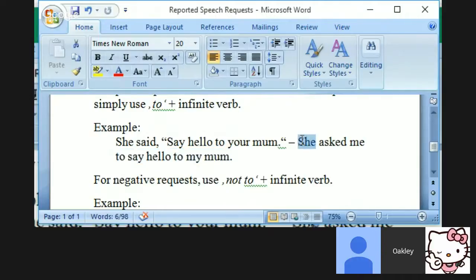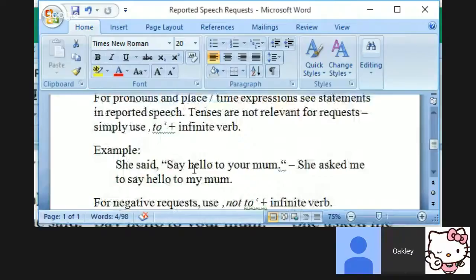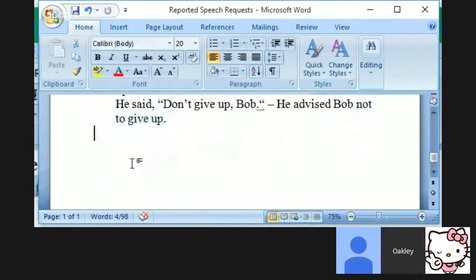Or again, the pronouns can change around. Sarah asked me to say hello to you, Mom. If we're talking about a negative request, then we simply include "not to." So one more example. Here's a request, command, I don't know. "Don't give up, Bob," he advised. Another one, still past tense. He advised Bob not to give up. Once again, it's a negative infinitive, but it's an infinitive. So it's actually quite simple to report commands and requests.